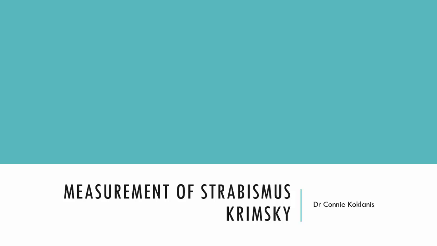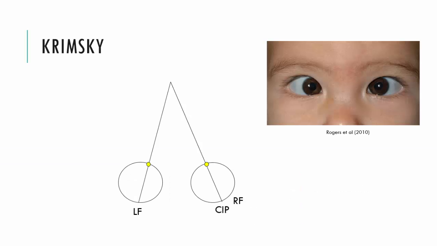So the Krimsky is utilised in a select group of patients, generally young children and those with poor VA in one eye. Okay, so how do we go about utilising the Krimsky to measure deviations? With the Krimsky, what we do is we look at the corner reflection of the patient and we utilise prisms to centralise that corner reflection.